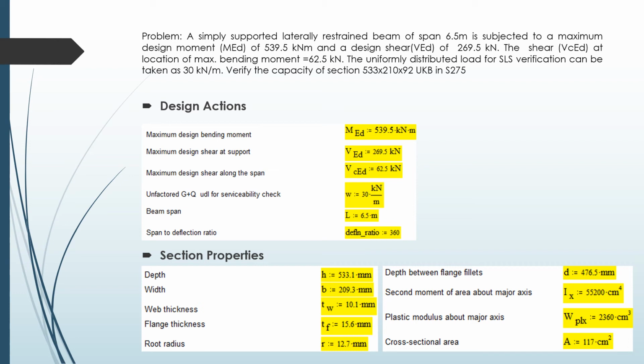And the unfactored load, that's a uniformly distributed load required for the serviceability check, W equal to 30 kN per meter. The beam span L equal to 6.5 meters. Span to deflection ratio, this is assumed as 360, but it is not listed in the problem. For the given cross section, I have listed the various section properties like the depth, width, web thickness, flange thickness, root radius, and calculated values of the depth between the flange fillets, second moment of area about the major axis, plastic modulus about major axis, as well as the cross sectional area.